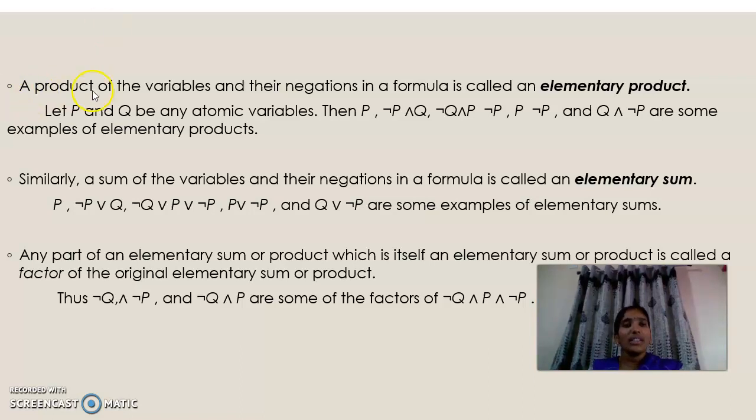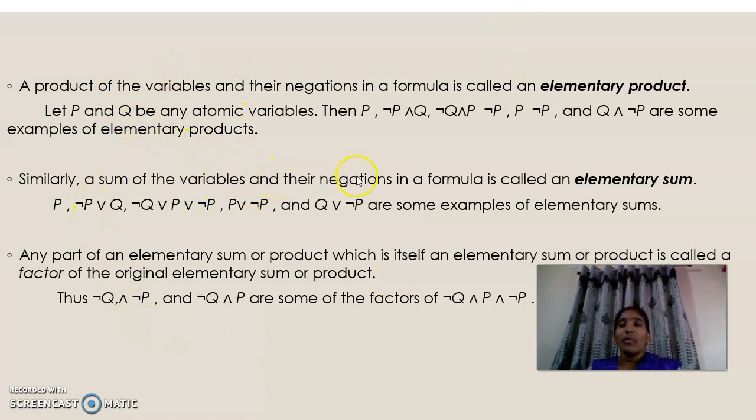See here the definitions. A product of the variables, where product is nothing but conjunction, and their negations in a formula is called an elementary product. Here let P and Q be any two atomic variables. Then P, negation P, Q, negation Q, P and negation P, and P and Q and negation P are some examples of elementary products. Elementary product is nothing but conjunction.